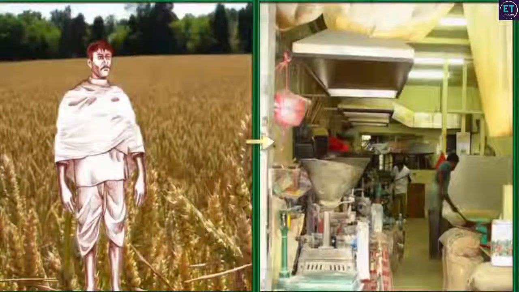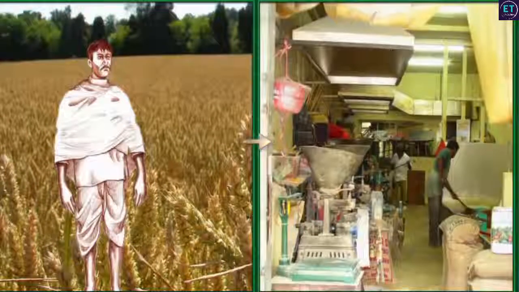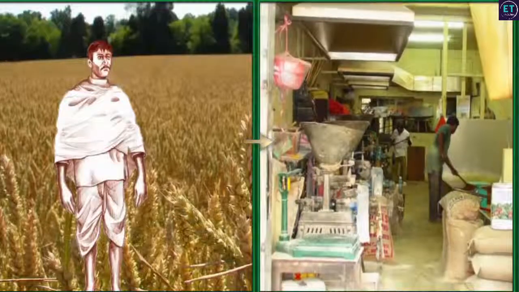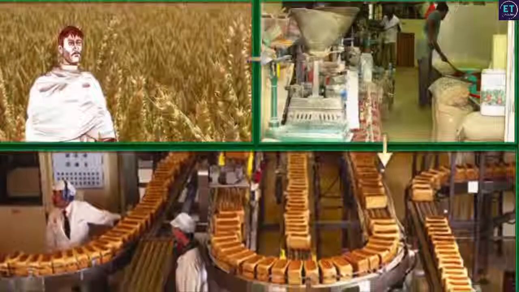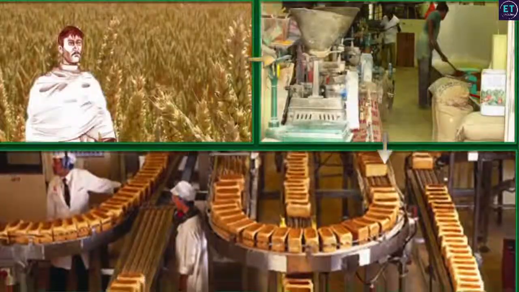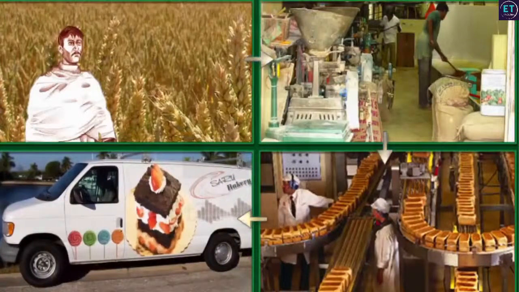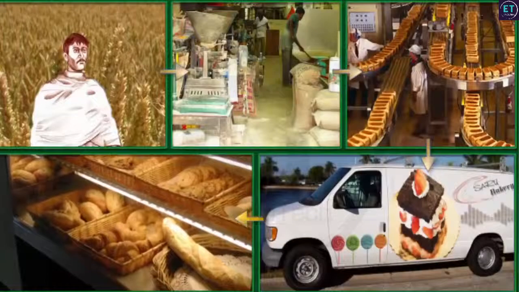The story of a loaf of bread begins with a farmer growing wheat in his field. The wheat produced by the farmer is ground and processed into flour at a flour mill. The flour is baked into bread in a bread factory. The bread is transported to shops in different parts of a city and reaches your neighborhood shop from where you can buy it.